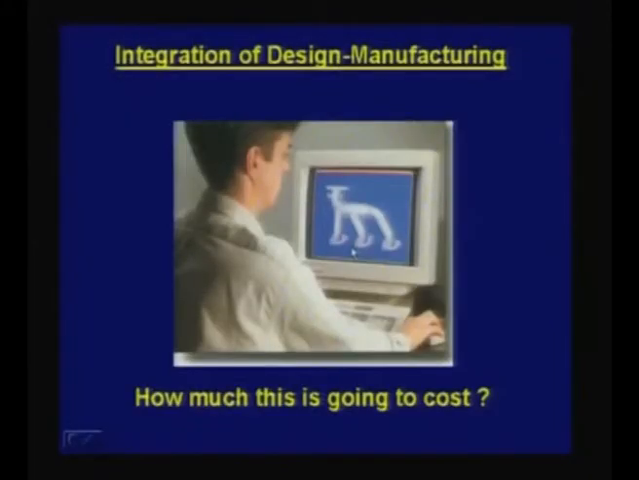For example, we can look at it from an example. Suppose I am trying to carry out a design process and I would like to know how much this part is going to cost me. It is not a very easy question to answer. I may have a very good integrated framework where geometric data exchange happens, but still it is difficult to answer this question.